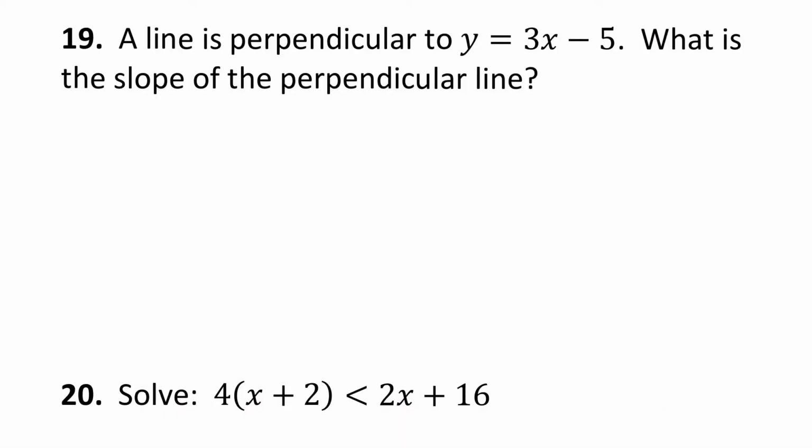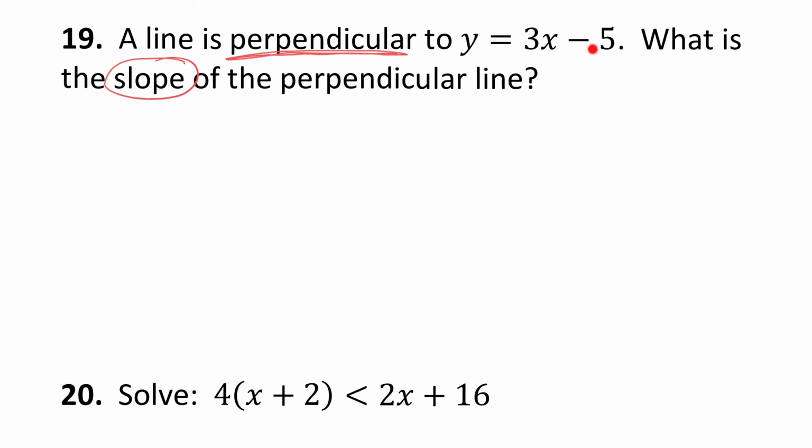Number 19, it says, a line is perpendicular to y equals 3x minus 5. Let me underline the word perpendicular. We already talked about perpendicular and parallel, but this is going back to perpendicular. What is the slope of the perpendicular line? So we are looking for the slope of the perpendicular.